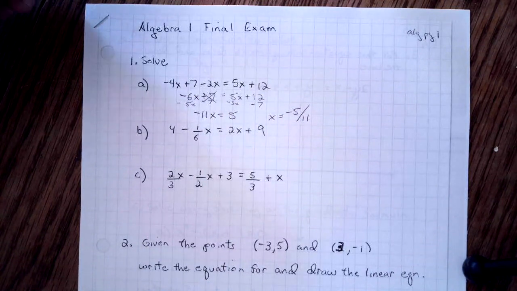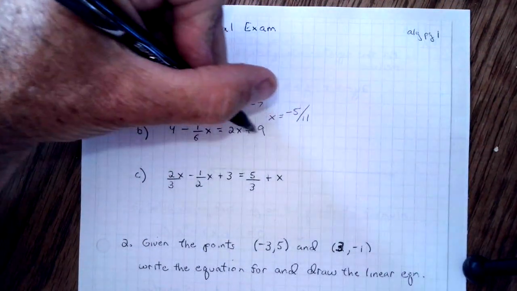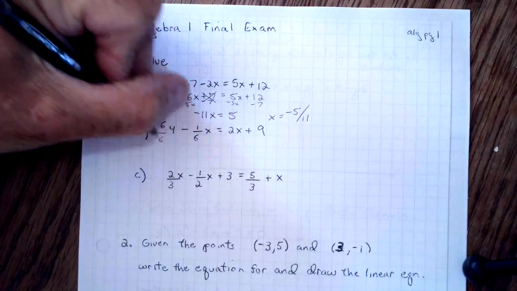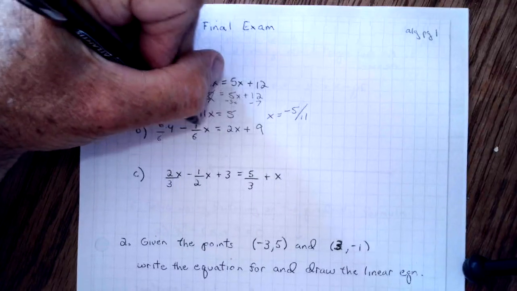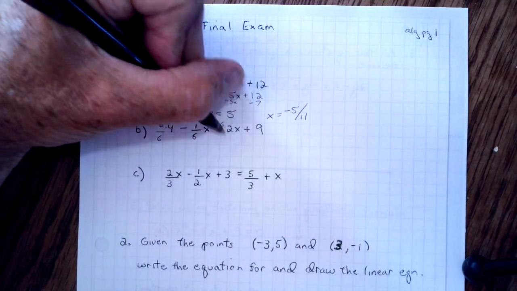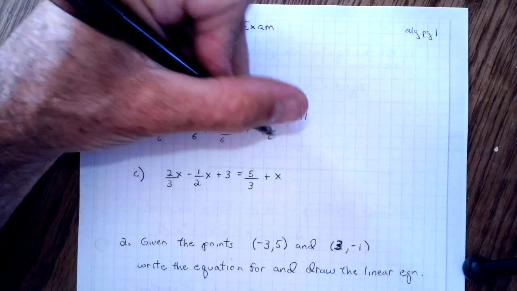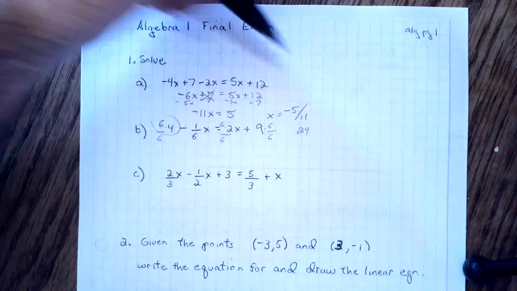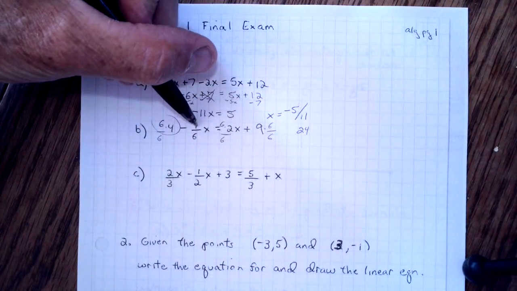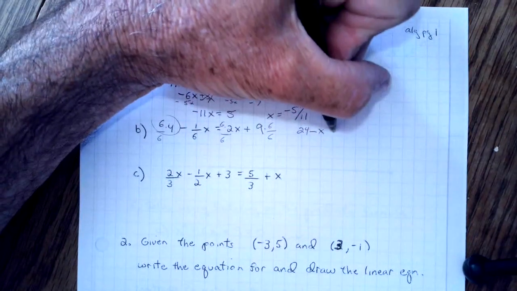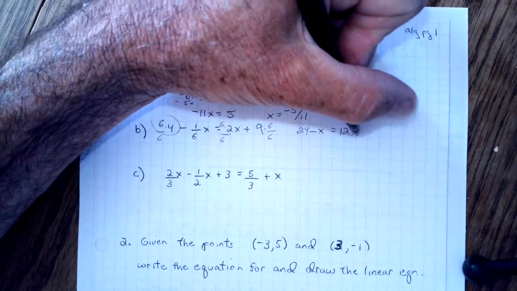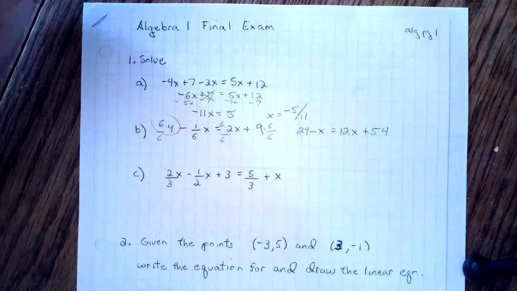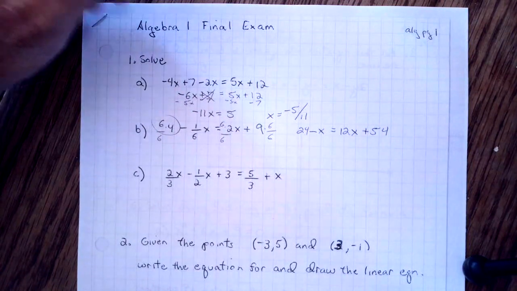So next is this one. I need a common denominator on this problem, so I'm going to multiply everything times 6, because 6 over 6 is 1. That one is fine. It's already got a 6. What that'll do is the denominators will all be the same. And this will be 6 times 4 is 24, and minus 1x equals 6 times 2x is 12x, and plus 9 times 6 is 54. So I get 24 minus x equals 12x plus 54.